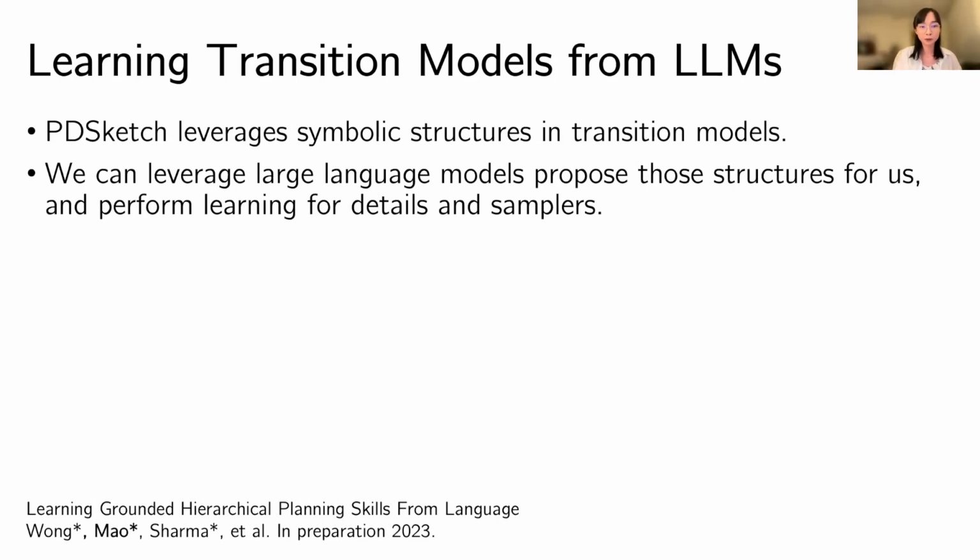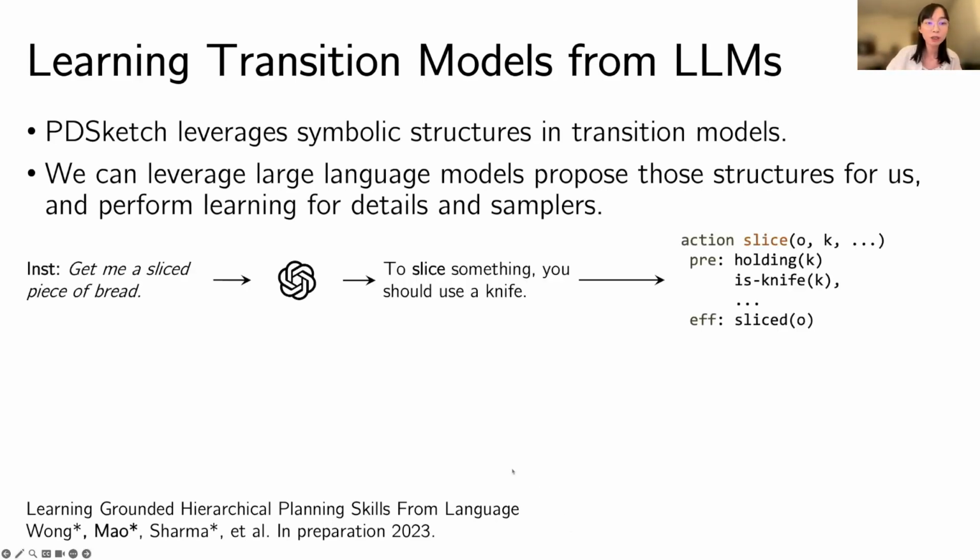And we're going to perform learning for the details, such as the connection with visual perception and also additional samplers for motion. So roughly, the pipeline looks like the following.